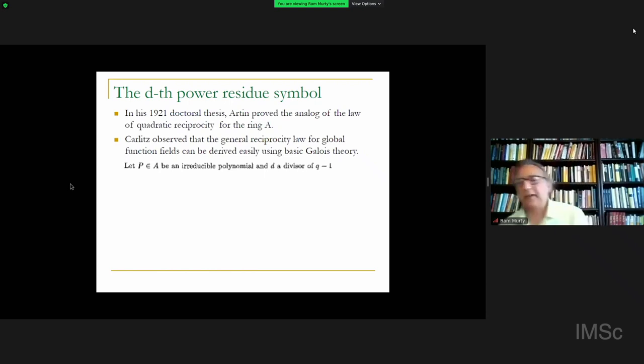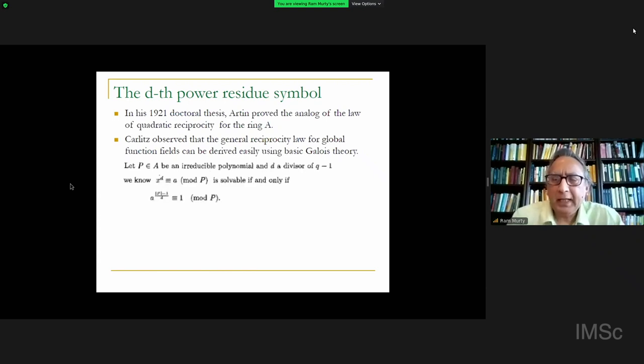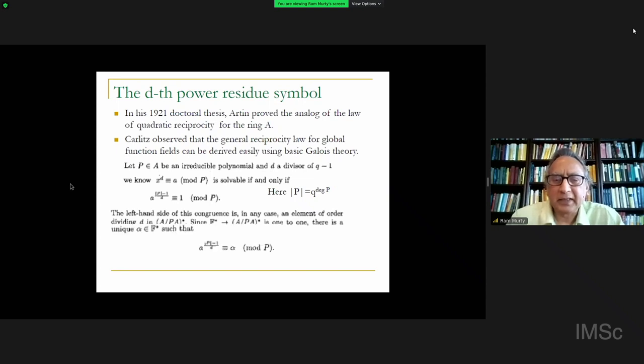So when you want to define the dth residue symbol, the d has to divide q minus 1. And we know that x to the d equals a is solvable if and only if a to the (norm p minus 1) over d is congruent to 1 mod p. So this is a very elementary exercise. It applies generally to cyclic groups, called the Euler criterion, which you probably know in elementary number theory. And the left-hand side of this congruence is in any case an element of order d. And since the mapping from F_q to A mod P is 1-to-1, there is a unique alpha such that a to the (norm P minus 1) over d is congruent to alpha. And that's the dth power residue symbol.